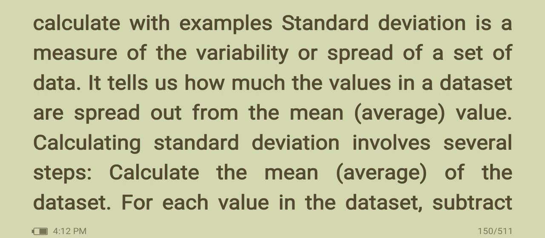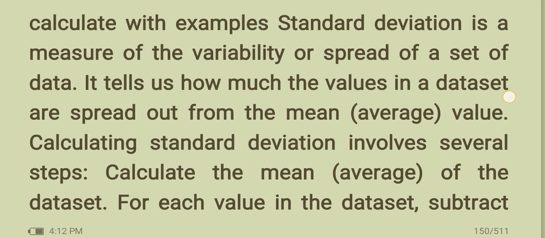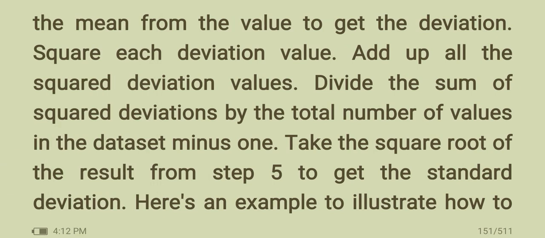Calculate the mean of the data set. For each value in the data set, subtract the mean from the value to get the deviation. Square each deviation value, add up all the squared deviation values, and divide the sum of squared deviations by the total number of values in the data set minus 1. Take the square root of the result from the previous step to get the standard deviation.